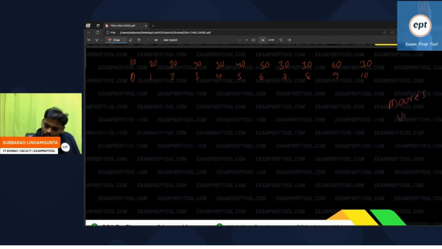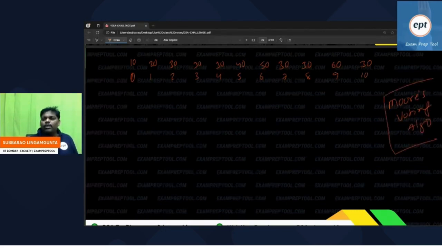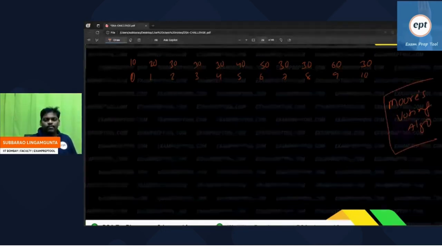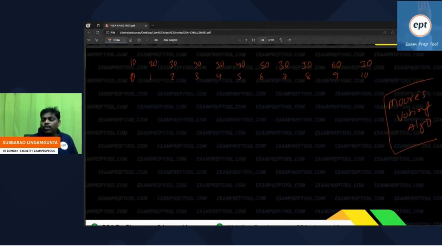Moore's voting algorithm. Why it is called a voting algorithm is, whenever elections are going on, if anyone gets more than 50%, he will be the winner. Comparing all the people, whoever gets more votes will be the winner. Something like that is going on. Comparing with other people, you should get more votes. That's called Moore's voting algorithm.